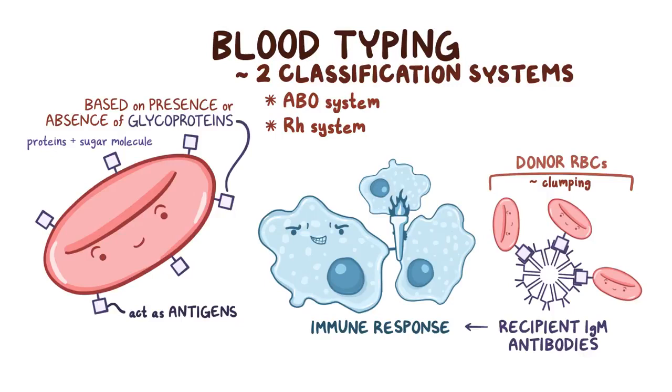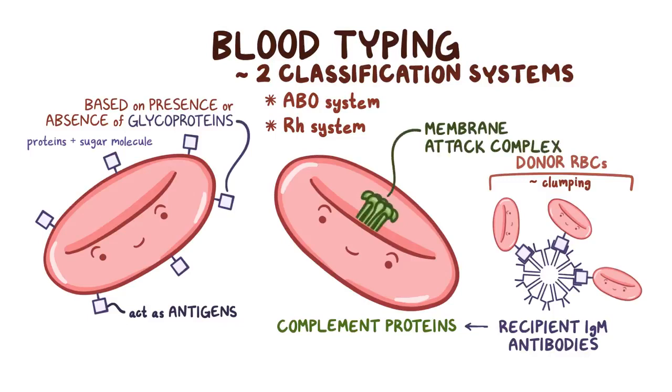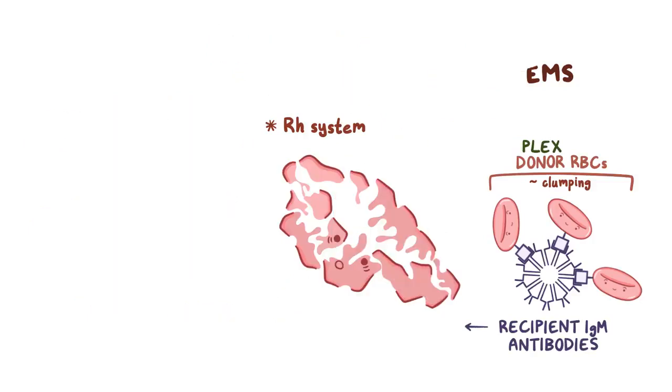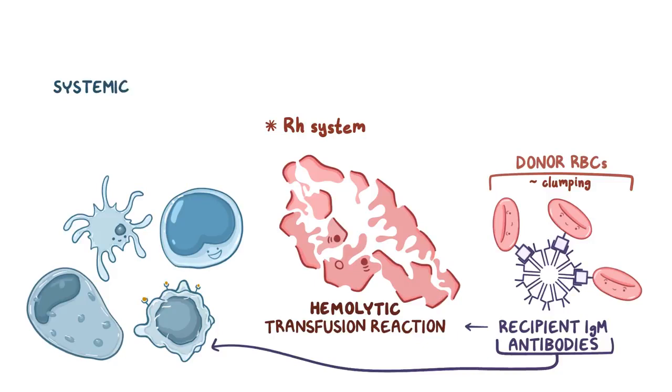together. In addition, the IgM can activate complement proteins, which form a membrane attack complex on the surface of the donor red blood cell, causing pores to form and allowing the red blood cell to lyse. This is called hemolytic transfusion reaction. The IgM also activates other immune cells to cause a systemic immune response, resulting in fever, hypotension, and rash.